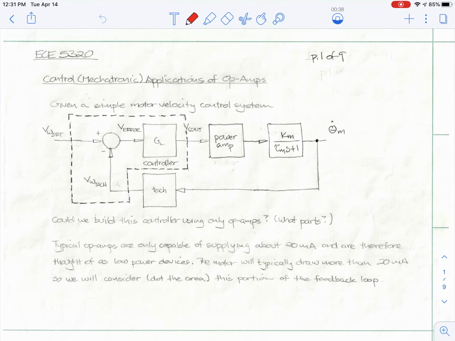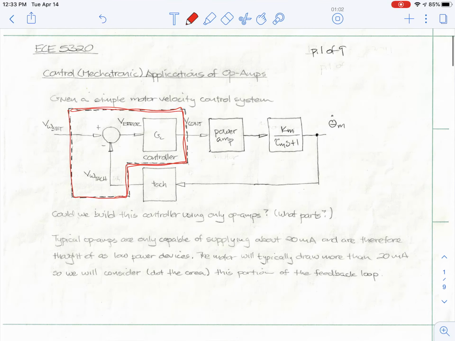So this is just a control application of mechatronics, and I show in this a dotted line around these things that you could implement using the op amp. We've got the controller, we have the summing junction. This is very similar to what we did in 5310 when we were controlling the voltage out of the generator. And I show in this a power amp, and then this is a motor model, or any system that can be modeled as a first order system.